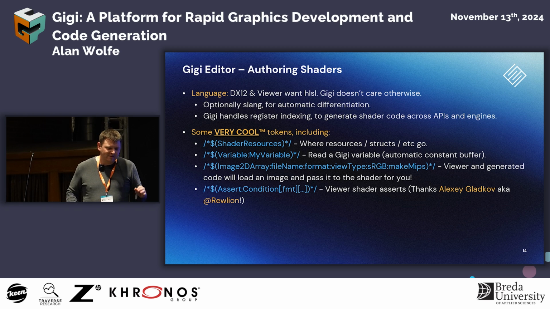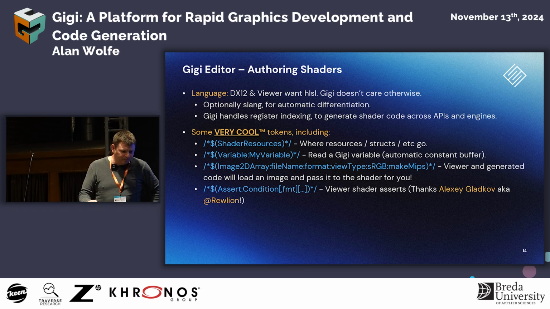The third bullet point is you can declare that you want to read an image, specifying the file name on disk, what format it should be, its view type, whether it's sRGB, and whether you want MIPS. And what's really awesome is that both in the viewer and in the generated code, Gigi will take care of loading this texture for you, doing format conversion, making MIPS, and supplying this to you as an SRV. So it replaces this string right there with the name of the SRV that it used. And then lastly, we do have shader asserts, and they're viewer only, and that's thanks to Alexei Gladkov, who is the first and only person from outside of EA to make a pull request to Gigi, so that's really cool.